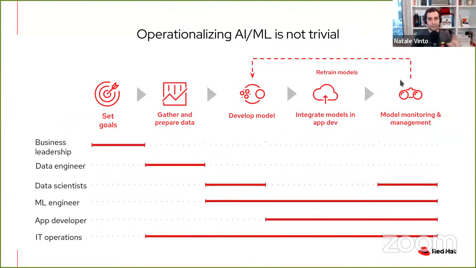If we want to split this a little bit in terms of the functions, if you see here, this pipeline is split among all those personas. So the leadership is going to set the goal, and then the data engineer is going to prepare the data. The data scientist is going to be in charge of developing the model, and the machine learning engineer, app developer, and also IT operation, they are all involved in the integration of model monitoring and management.